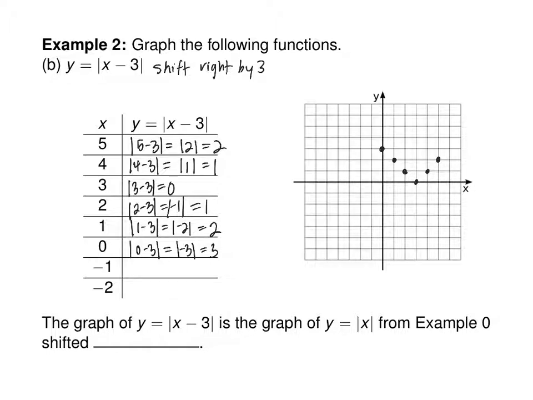Okay, and we're going to guess, say, -1. -1 minus 3 makes -4, which absolute value is 4. And okay, I think we're done now. When you plug in -2, you get 5. So you see your V graph.